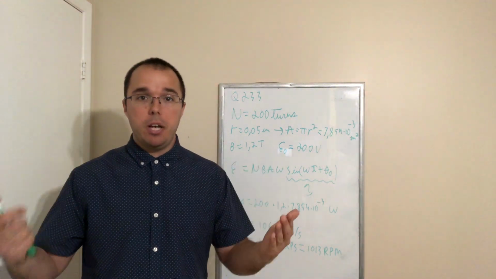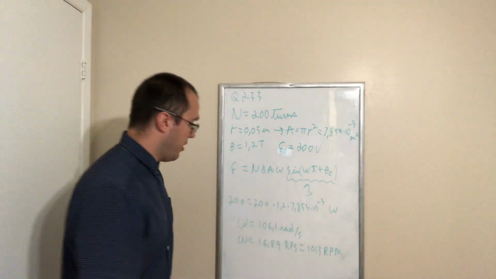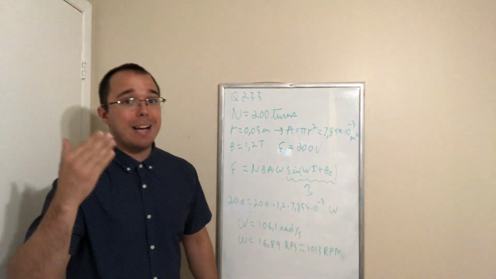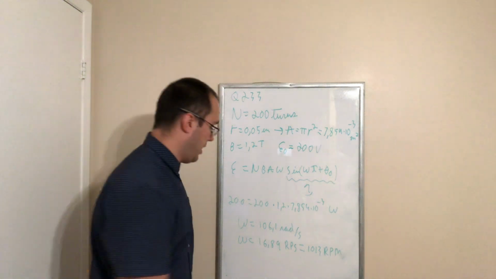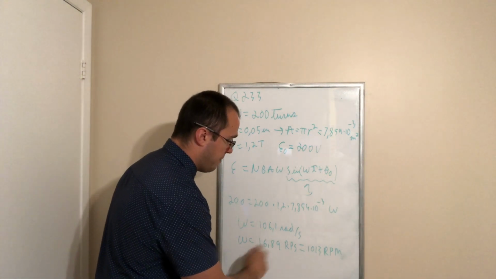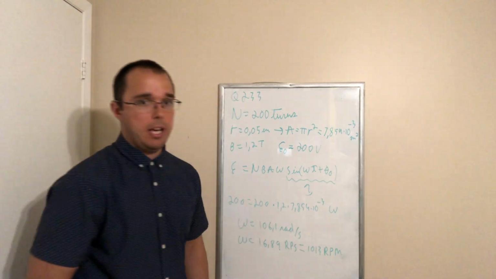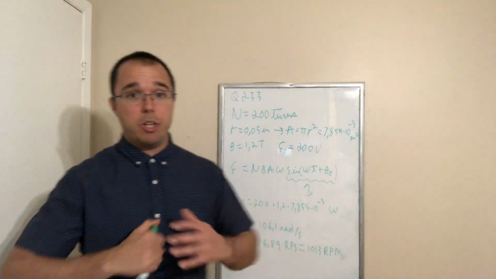Well, in 1 minute, we have 60 seconds. So if we want to get from this value, we can get the value in RPM by simply multiplying by 60. So the angular frequency is equal to 1013 RPM.